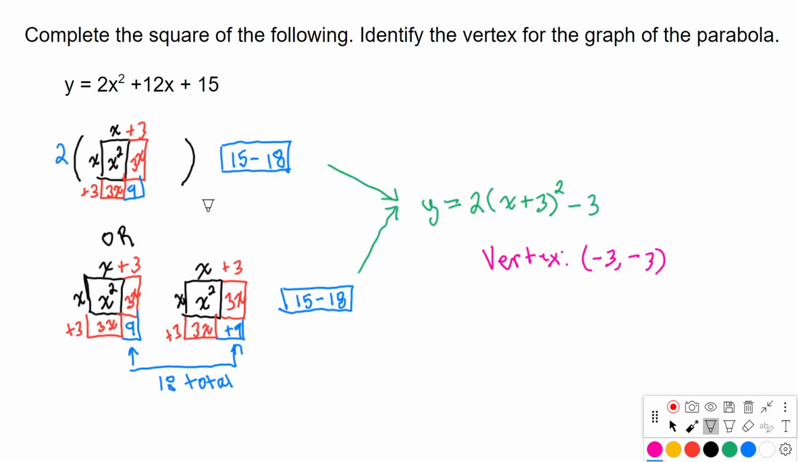This process will also work if a is a fraction. You're probably going to want to work with this first method, though, if it's a fraction, and divide the first 2 terms by the fraction. And this completes the video on completing the square when the expressions are not perfect squares.